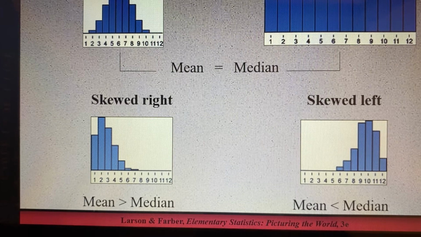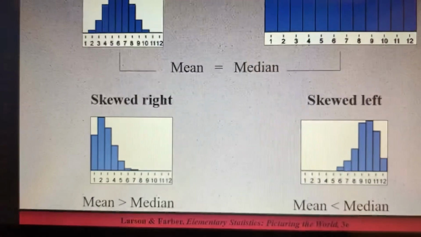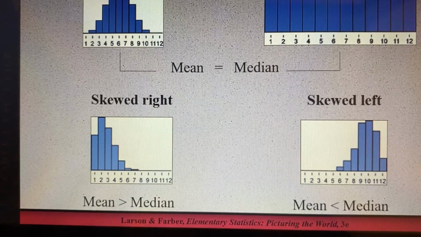And your tail pulls the mean in its direction. So your mean would get pulled to the right because your tail is going to the right, which means the mean, or the average of that data set, is going to be greater than the median, the middle number.